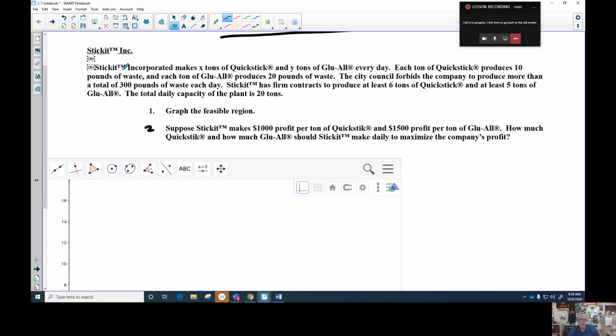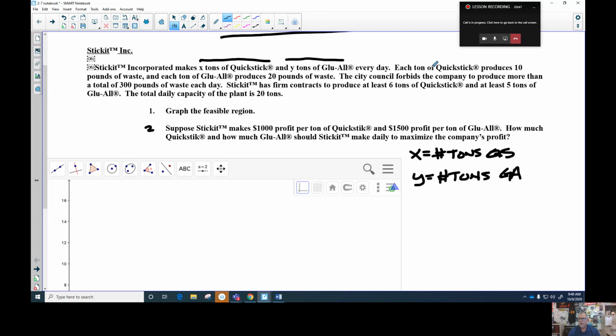Now, the first sentence, Stickit Incorporated makes X tons of Quick Stick and Y tons of Glue All every day. This one made it a little easier than most do. They gave you what the variables were. If you look at this and this, it tells you what your variables are. Always write your variables down. It's something we look for when we grade these. So X equals, and always do it as a quantity, number of something, number of tons of Quick Stick was the first one, right? So X is the number of tons of Quick Stick, Y equals the number of tons of Glue All. All right, so we have our variables.